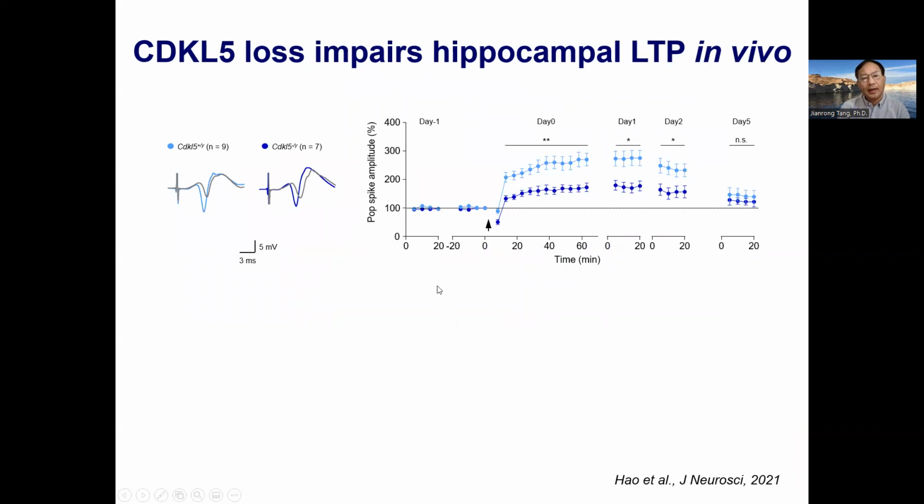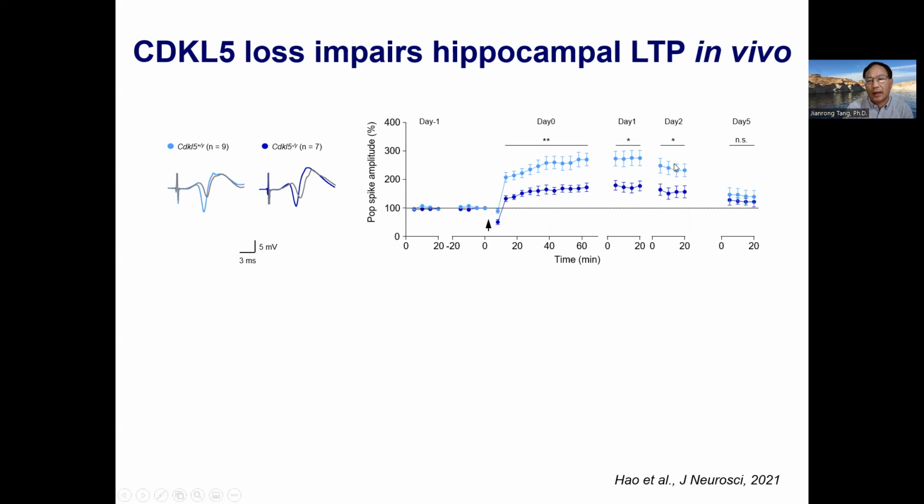So the experiments were across 7 days, from day -1 to day 5. As you can see, the baseline from day -1 to day 0 is stable. Then we use theta burst stimulation to evoke LTP in both wild-type and mutant mice. This is the male mutant mice. Both groups show clear LTP for at least 3 days.